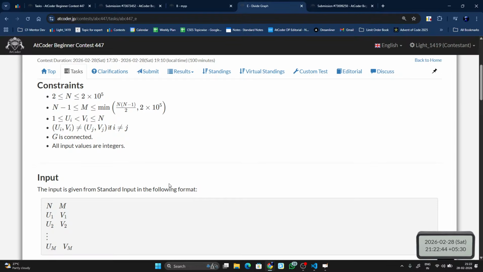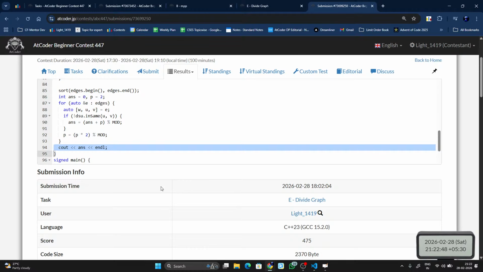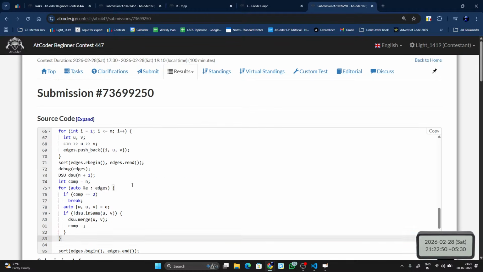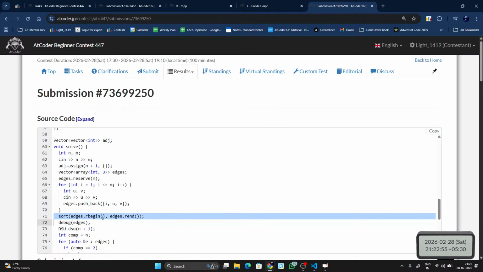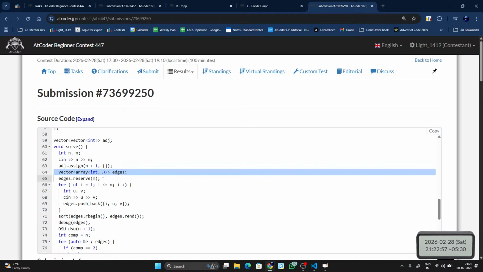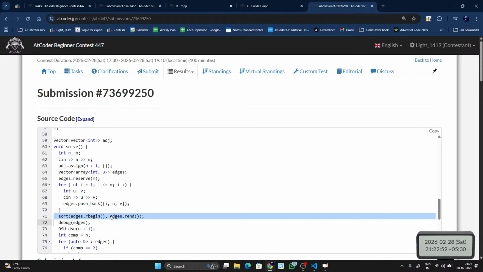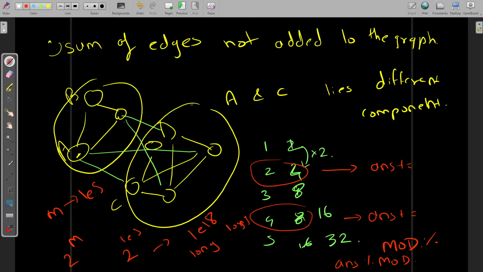Now let's go through the time complexity. If we go through the code, first we are creating the adjacency list, then we are creating the edge list, then we are sorting the edge list, which would be m log of m.